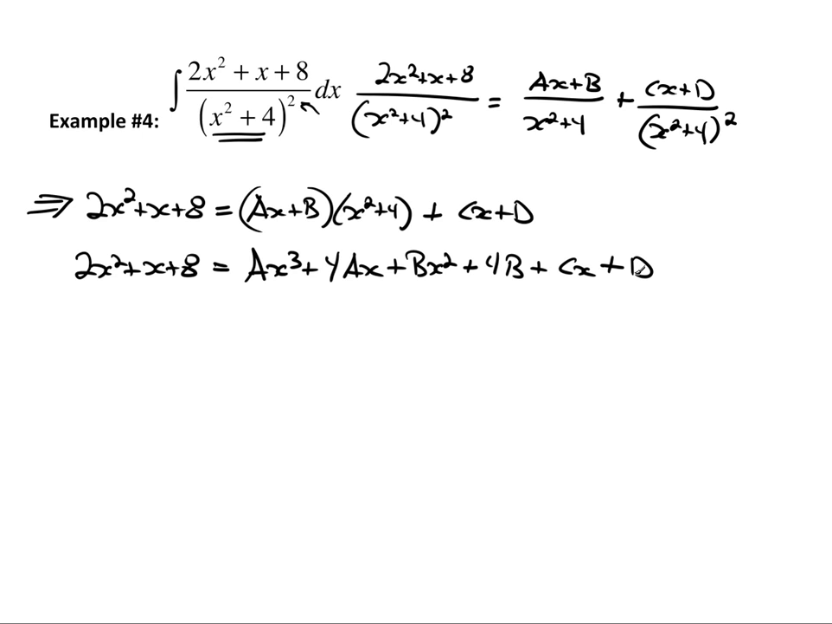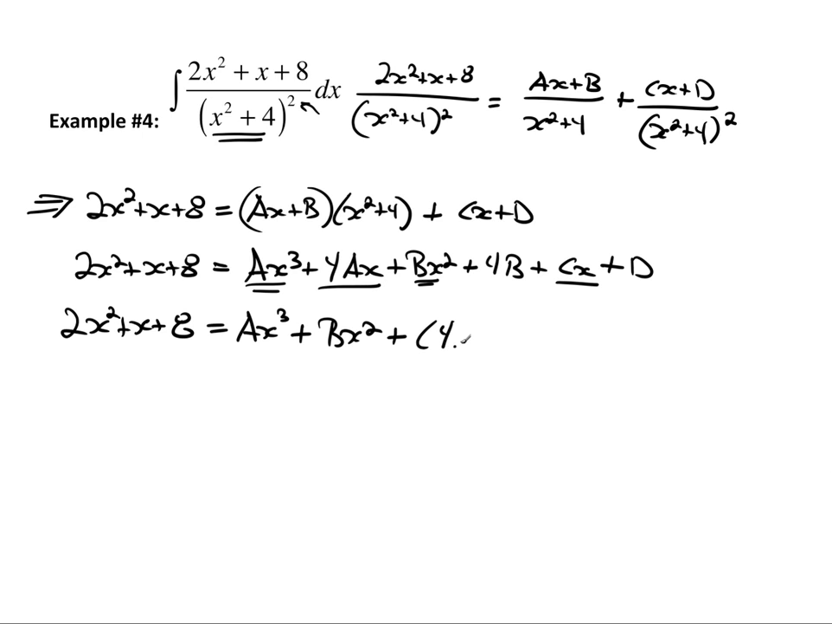So now what I'm going to do is I'm going to combine like terms. So I have 2x squared plus x plus 8, left-hand side hasn't changed, equals, this is the only cubic, so I have ax cubed plus, what do I have for quadratics? This one term right here, b, so bx squared plus, I have 4ax and cx, so that means I have 4a plus c times x. I combine my linear terms, plus my constant terms will be 4b plus d.